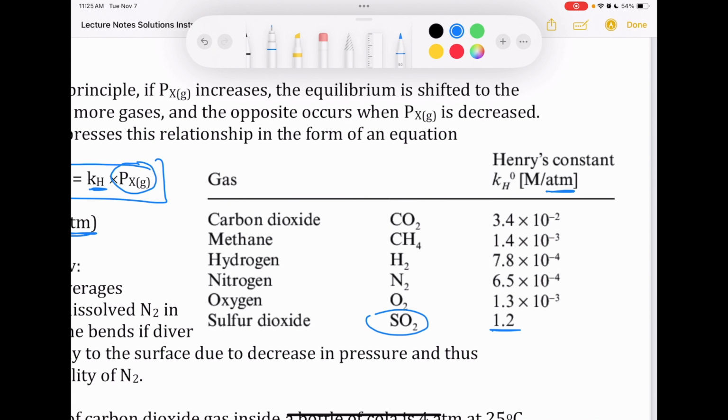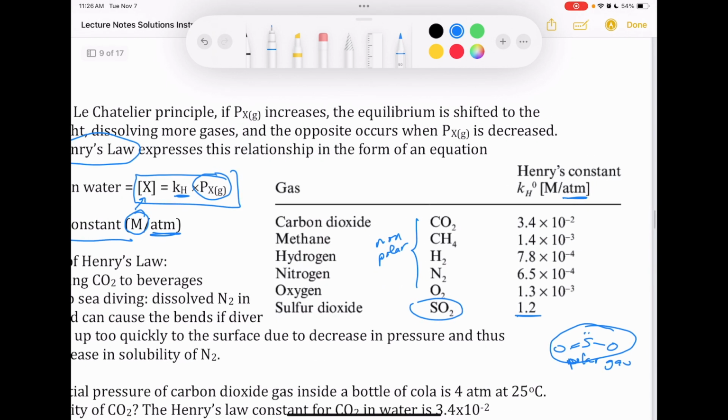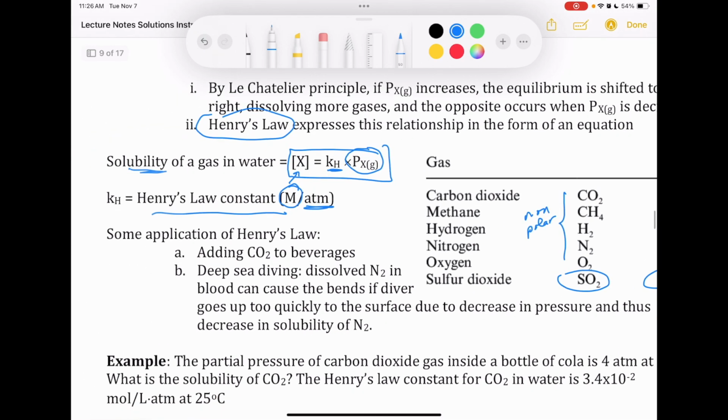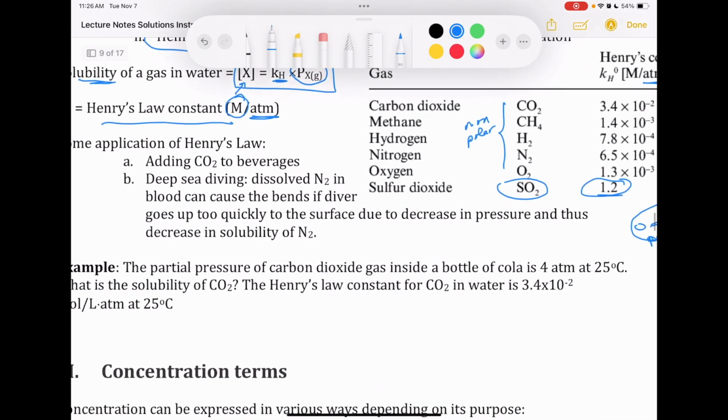So you might wonder why that is. You can find out if you draw the Lewis structure of SO2. It actually looks like this. And the difference between this one and all these other gases here is that this is a polar gas, okay? Whereas these other gases are nonpolar. As you might imagine, if they're nonpolar, they're not going to interact with water that well, right? Whereas the polar gas is going to interact with water better because water is a polar compound. And that's the reason why that gas has a higher Henry's law constant compared to all the other nonpolar gases.